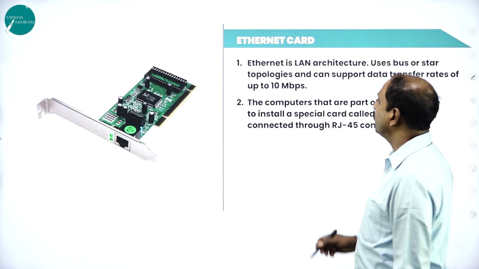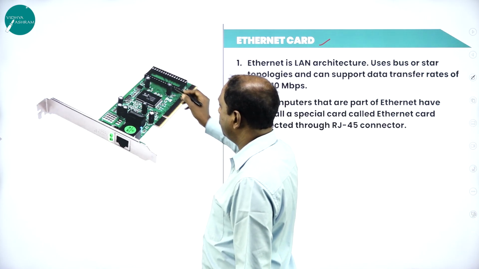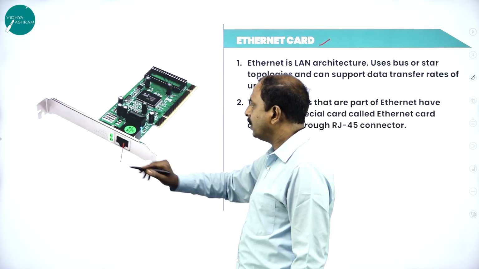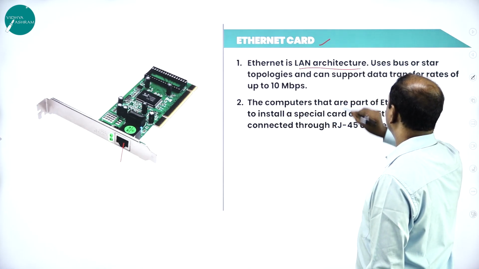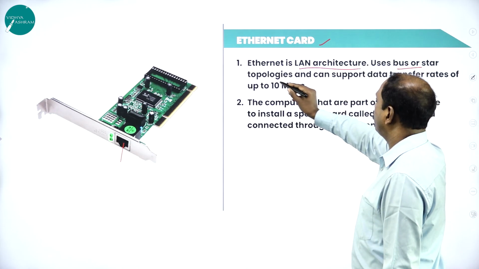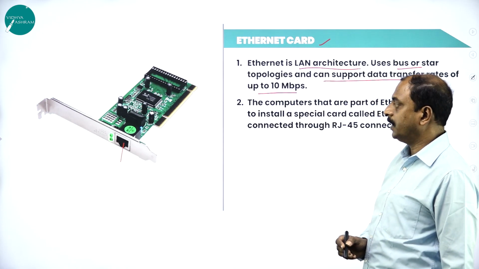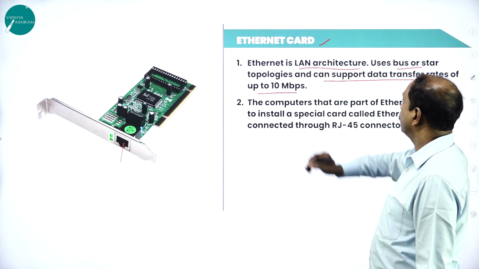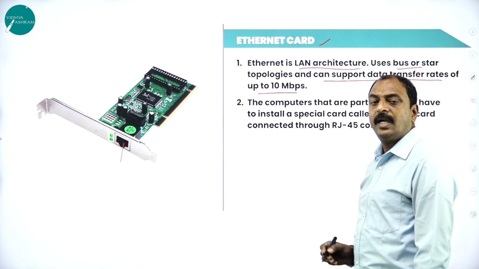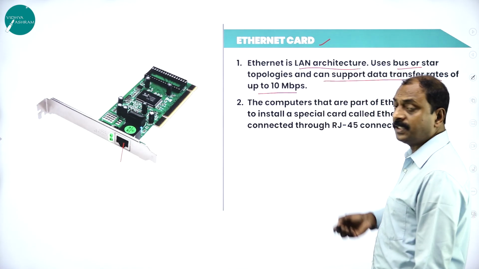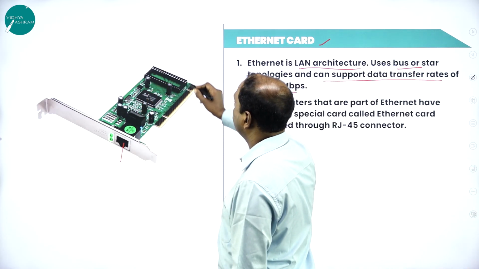Next network device is the Ethernet card. You can look at the diagram. This is the Ethernet card and this is called a port. What is Ethernet? Ethernet is a LAN architecture that uses bus or star topologies and can support data transfer rates up to 10 Mbps. Normally we use it in bus or star topologies, and the data transmission is up to 10 Mbps. So this is the LAN or Ethernet card.